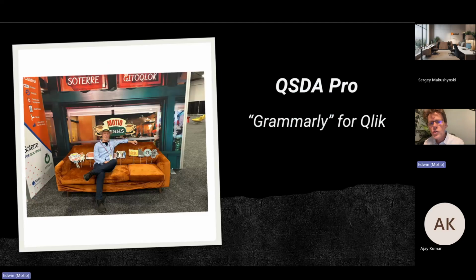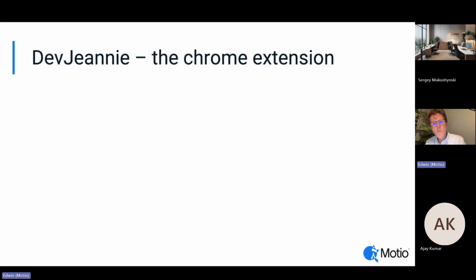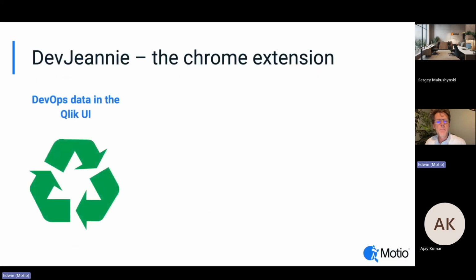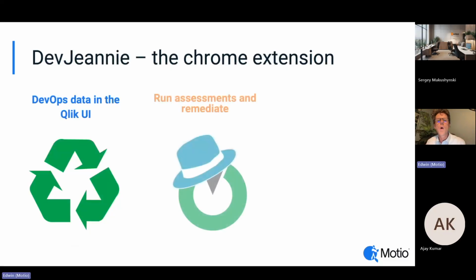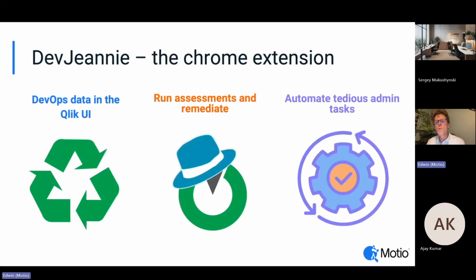So we integrated Qurious Pro, the Grammarly for Qlik, seamlessly now. And we have DevGenie, the Chrome extension, that brings that DevOps data in the Qlik UI. We can use it for running Qurious Pro, and we can also automate all kinds of tedious admin tasks.